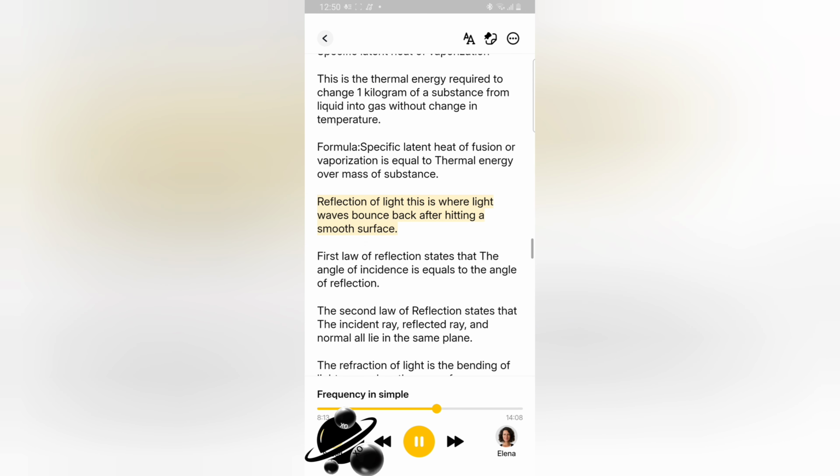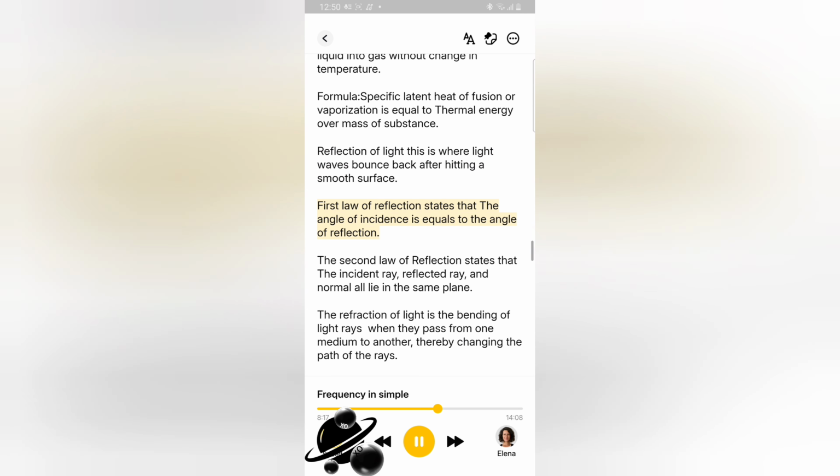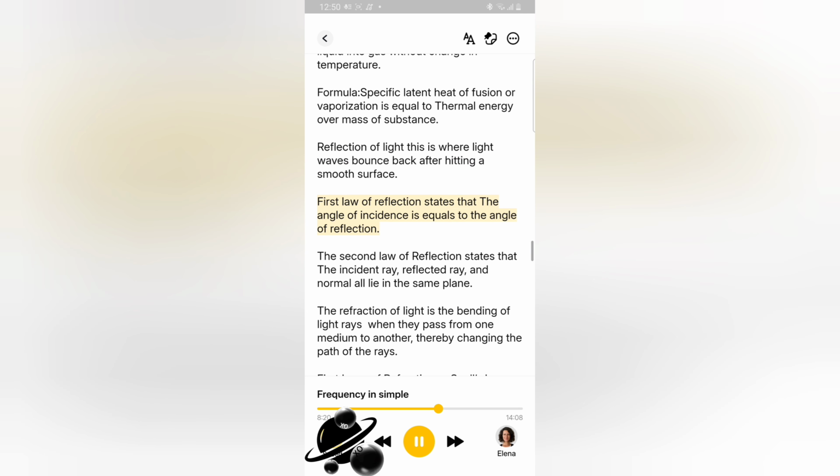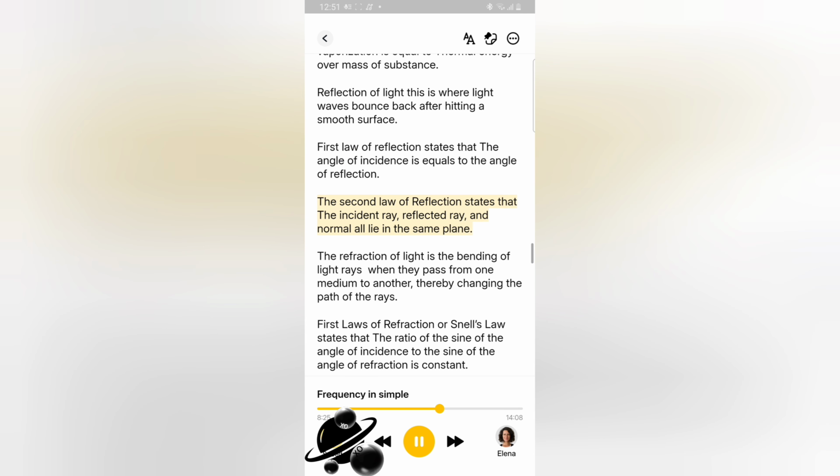Reflection of light. This is where light waves bounce back after hitting a smooth surface. First law of reflection states that the angle of incidence is equal to the angle of reflection. The second law of reflection states that the incident ray, reflected ray, and normal all lie in the same plane.